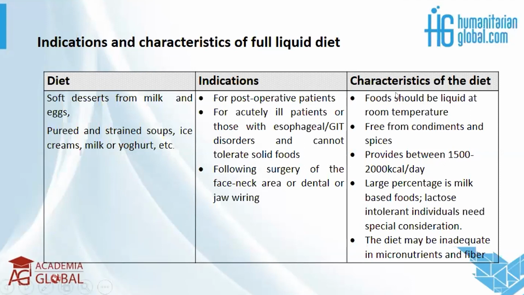How is the characteristic of the diet? It should be liquid at room temperature. It should be free from condiments and spices, things that add flavor, salt, tomato sauce, all those. It provides between 1,500 and 2,000 kilocalories per day. That is why it could be quite adequate to provide calories for some patients.